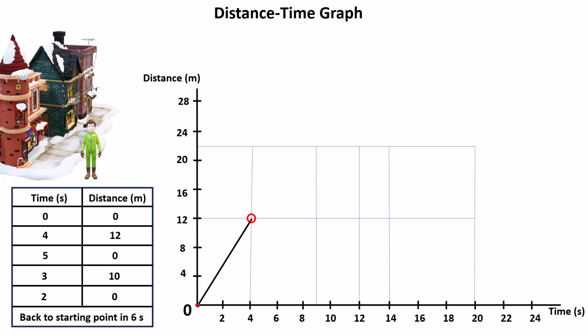After covering these 12 meters, he stood there without moving for 5 seconds. Note that if he stands for 5 seconds, what that means is that he has already spent a total of 9 seconds in his journey. Also, 5 seconds of those 9 seconds were spent standing, meaning time kept moving for those 5 seconds, but his distance remained the same. This portion of the graph is represented using a horizontal line.